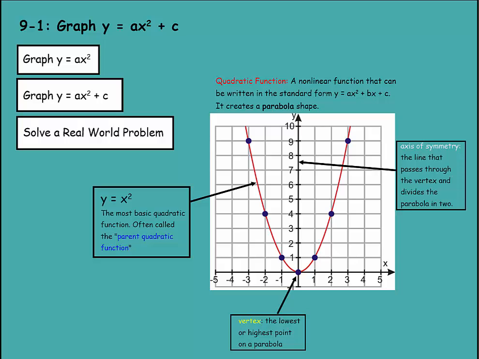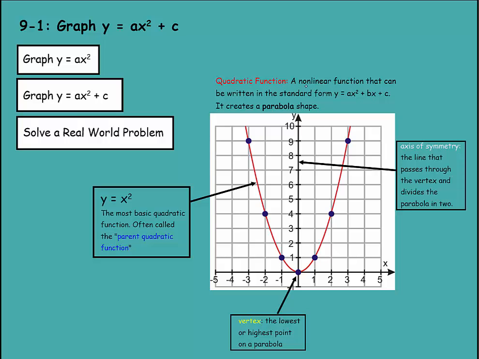We are on lesson 1 of chapter 9, where we're going to graph y equals ax squared plus c. First we're going to graph y equals a times x squared. Then we're going to graph y equals ax squared plus c. Then we'll solve a real-world problem. So in this chapter we're going to work with quadratic functions.